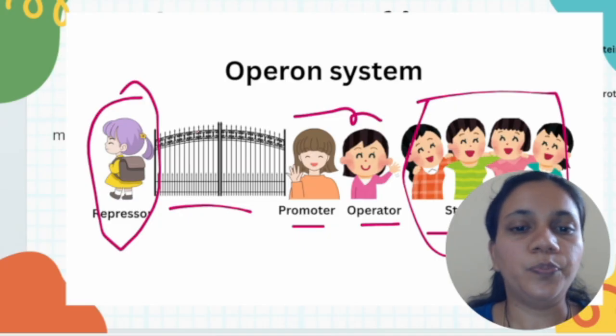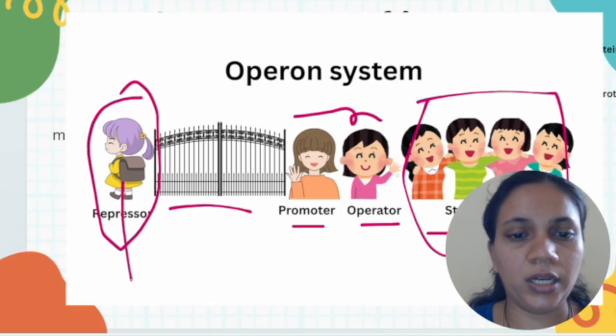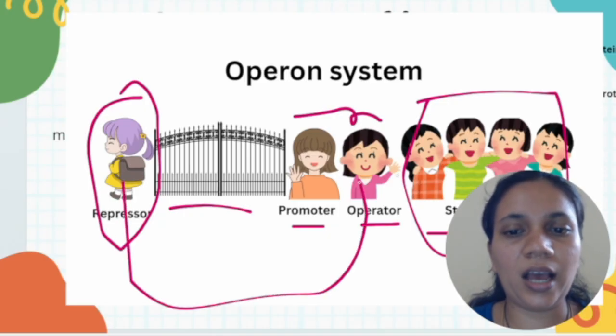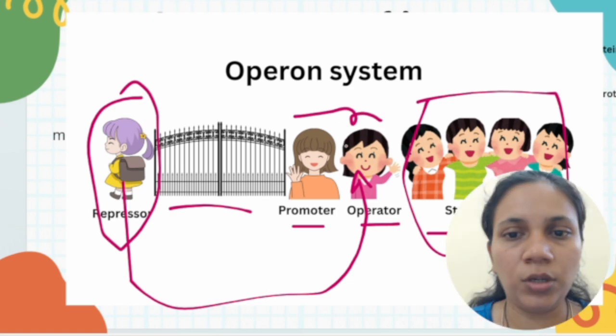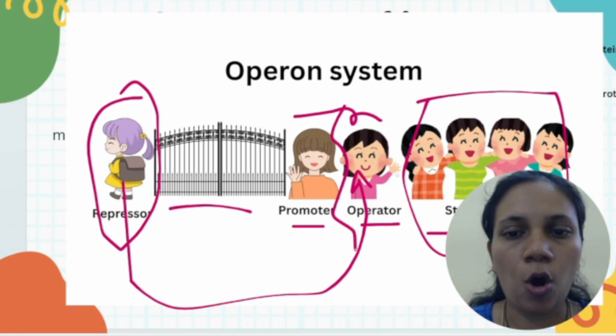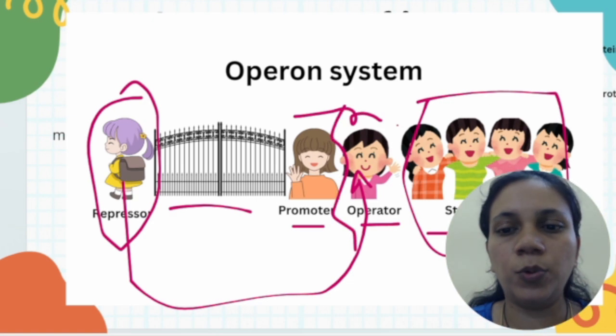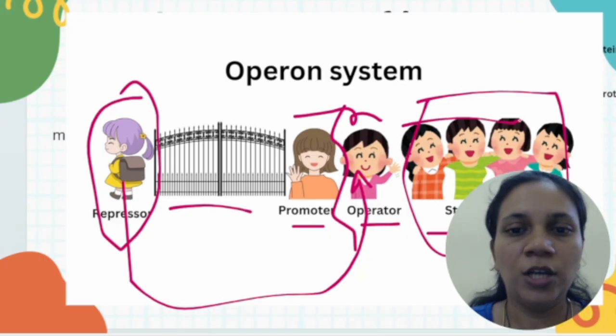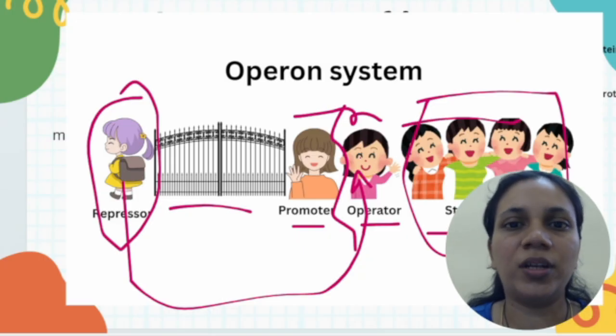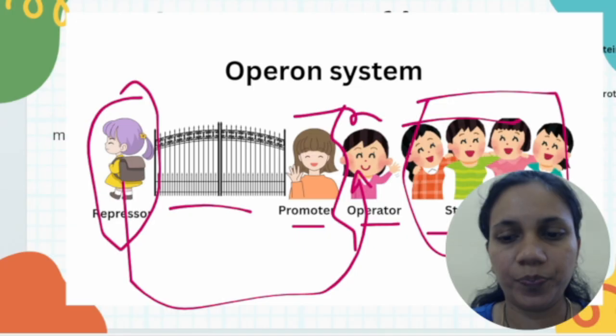Now, if the repressor is present, it is encoded, it will go and say hi to the operator. That means the promoter is blocked from making friendship with these structural genes. Exactly this thing happens when it comes to your operon.